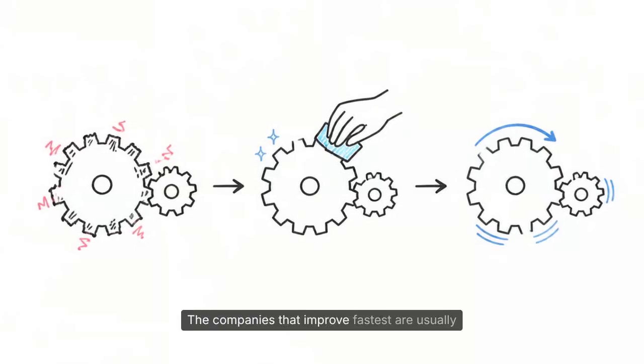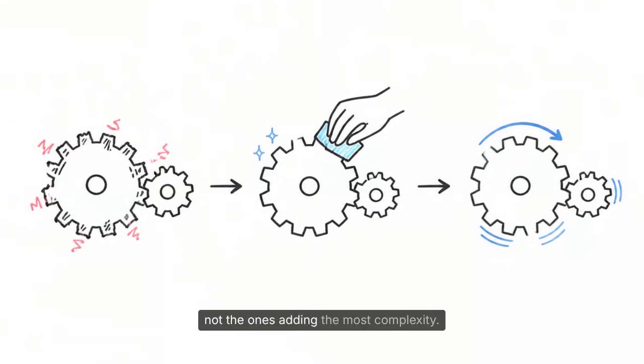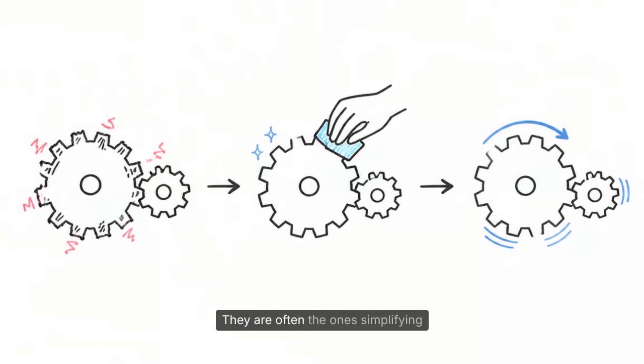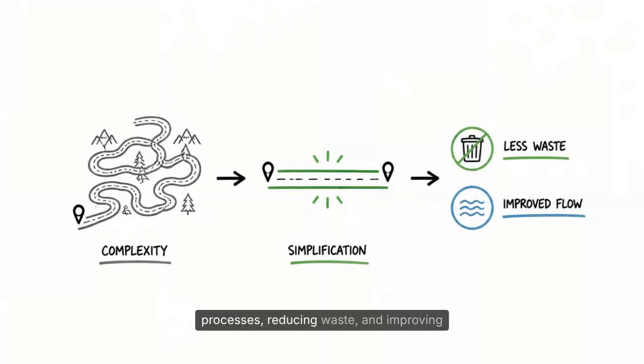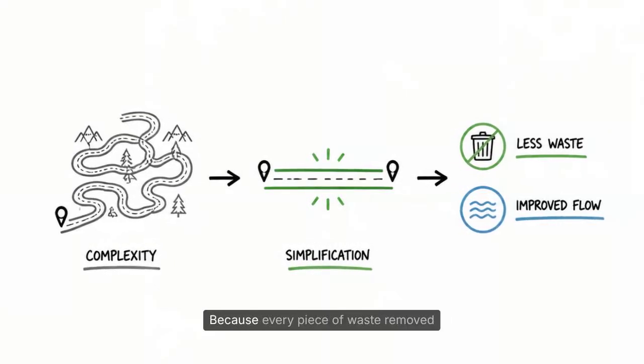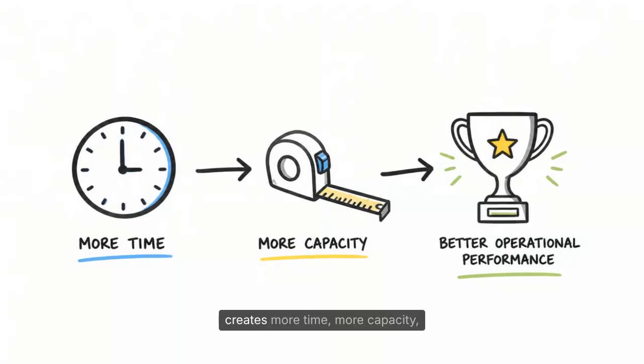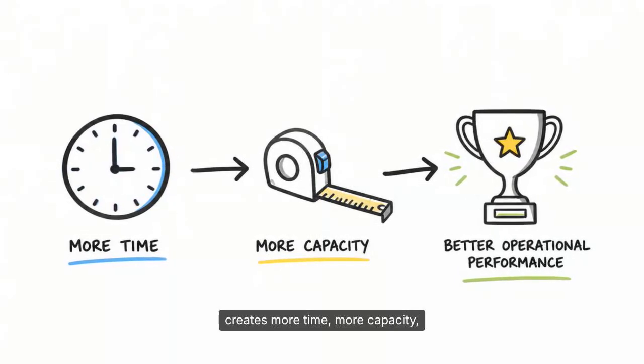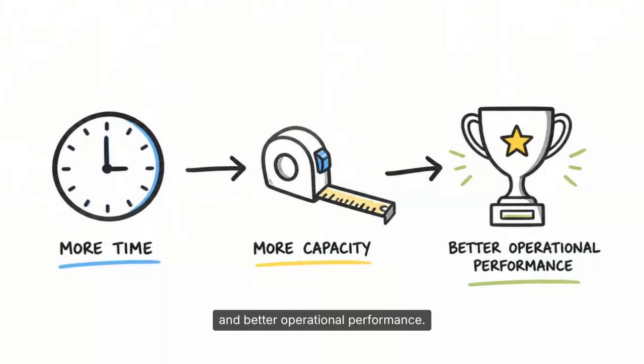The companies that improve fastest are usually not the ones adding the most complexity. They are often the ones simplifying processes, reducing waste, and improving flow consistently over time. Because every piece of waste removed creates more time, more capacity, and better operational performance.